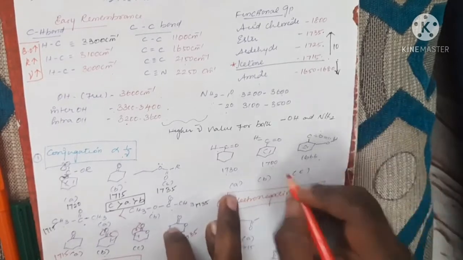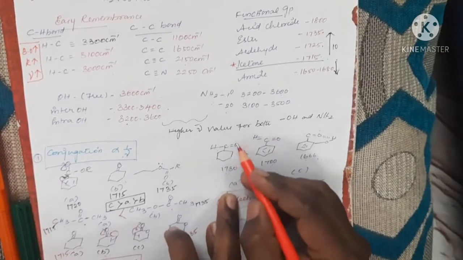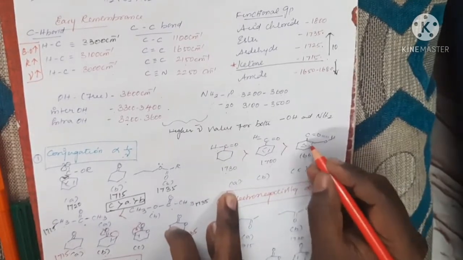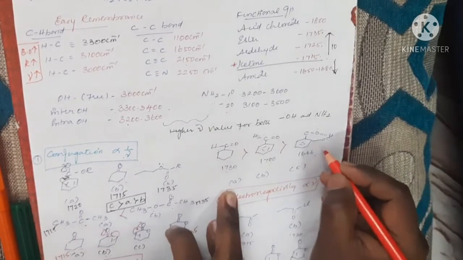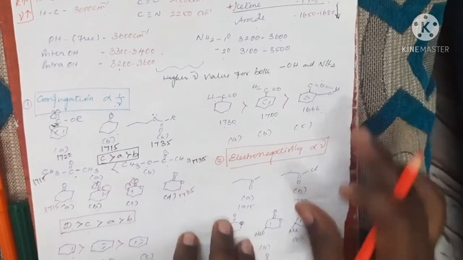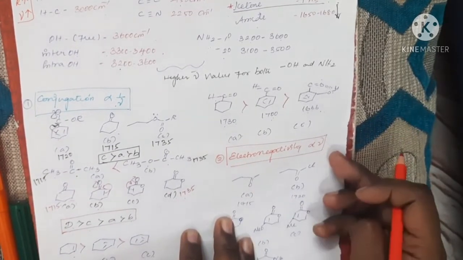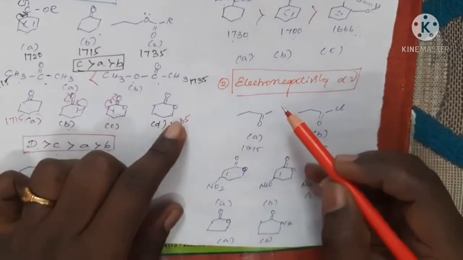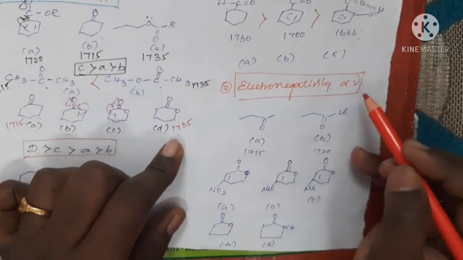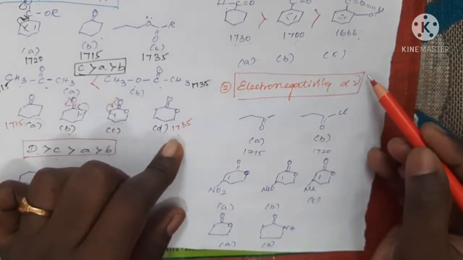A, B, C. So what is the reason? The value of plain aldehyde is higher than conjugated. Then here conjugation as well as hydrogen bonding are both involved, so it decreases the value to the least. And the second factor is electronegativity. So electronegativity is directly proportional to frequency. If an electronegative atom is attached, then it increases the frequency.